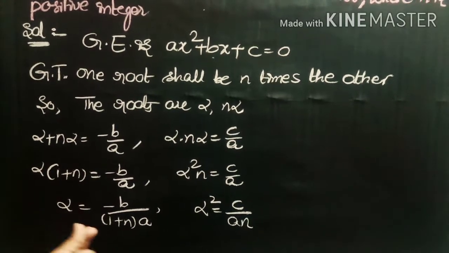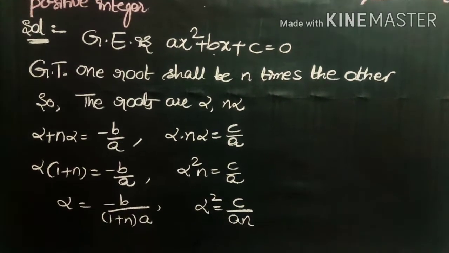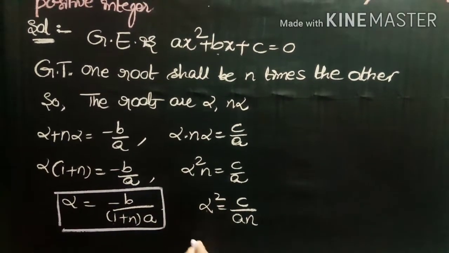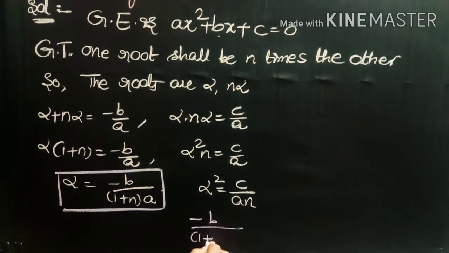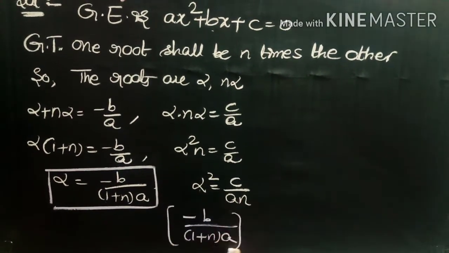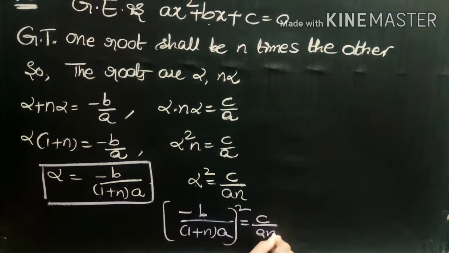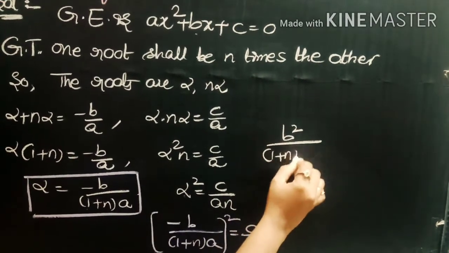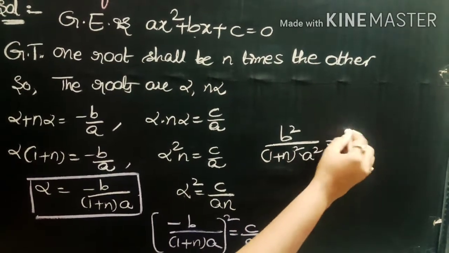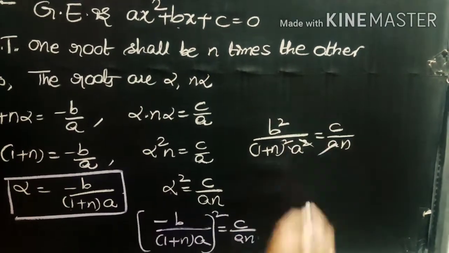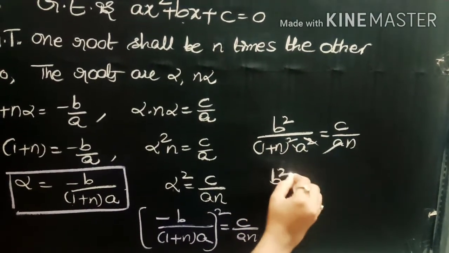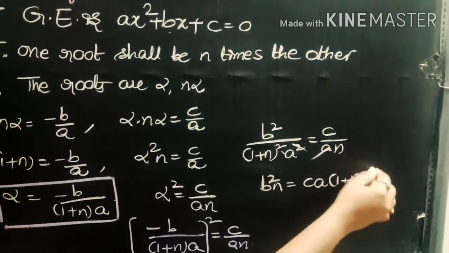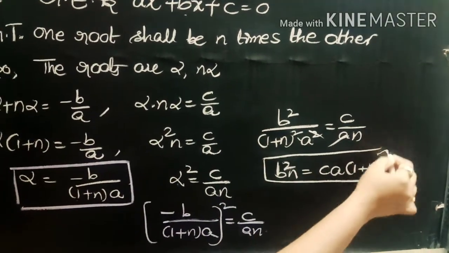Now we are replacing this alpha value in this equation to get the required answer. That is, alpha is equals to minus b by 1 plus n into a. Replacing that value here, minus b by 1 plus n into a whole square is equals to c by a n. That is, b square by 1 plus n whole square into a square is equals to c by a n. Now here a and a get cancelled. Now taking the cross product, b square n is equals to c into a into 1 plus n whole square, which is the required condition. That's all.